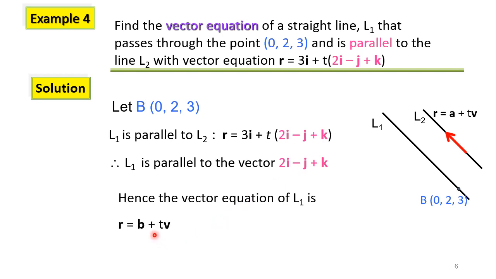So for the equation, this time it is B and not A. So B plus tV. Substitute from the point, so 0, 2j, 0 no need, so 2j plus 3k, and then from here V is 2i minus j plus k. So this will be our equation for example 4.